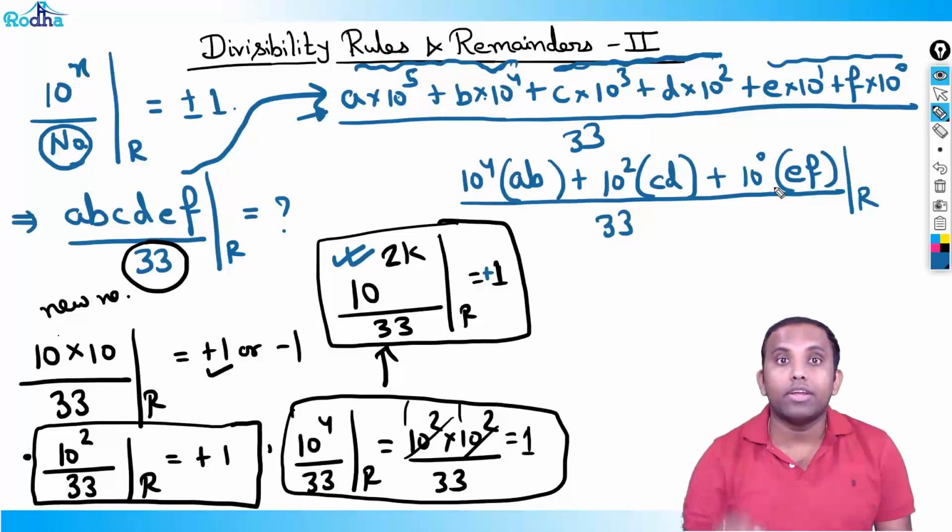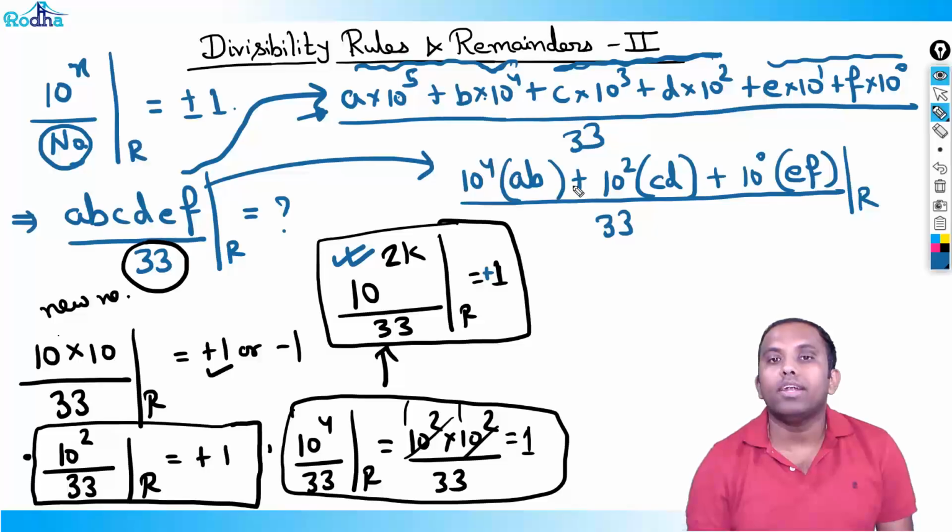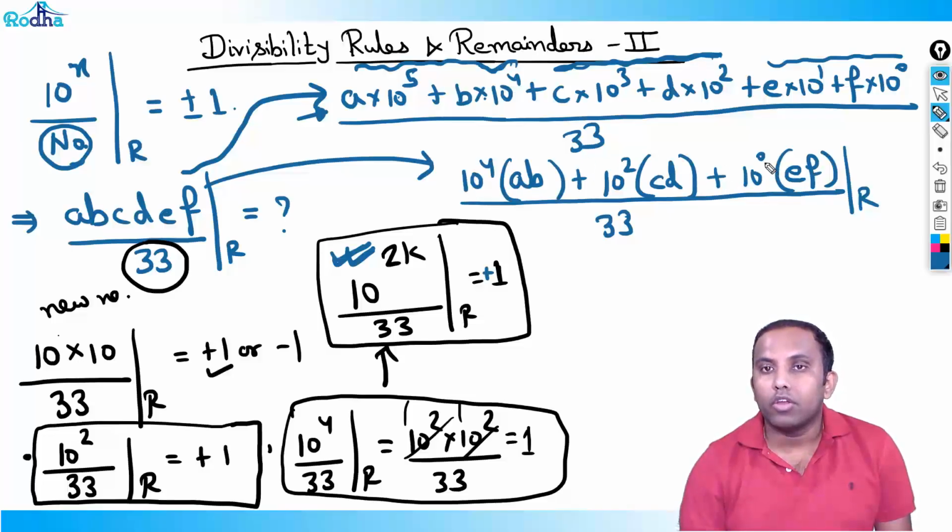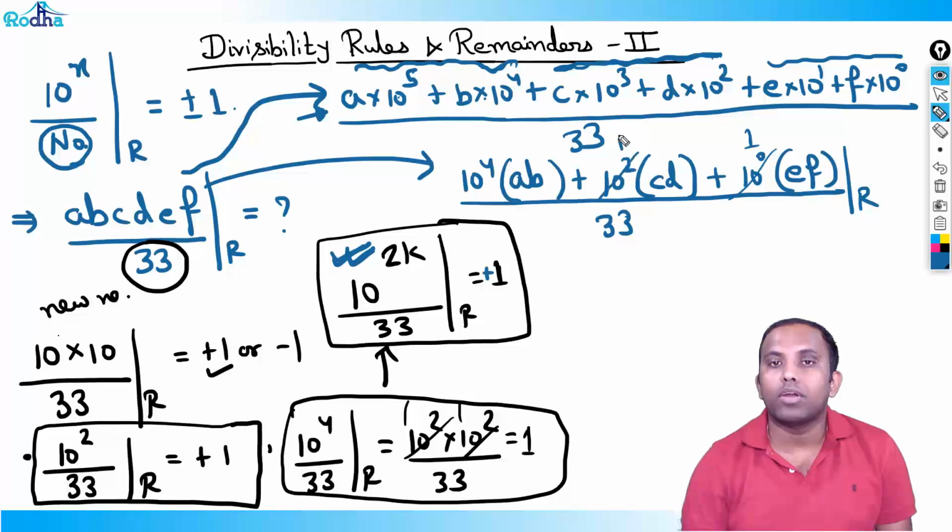So now you see what I have done. I have brought it to this form. What I wanted: 33 is a number for which every multiple of 10 square will give me a remainder of plus 1, right? So I have brought it in the form of 10 raised to 0, 10 square, 10 raised to 4. Now you divide each power of 10 by 33. So 1 by 33, remainder is 1 only. 10 square by 33, remainder is 1 only. 10 raised to 4 by 33, remainder is 1 only, because 10 raised to 2k by 33, remainder is 1 only, right?